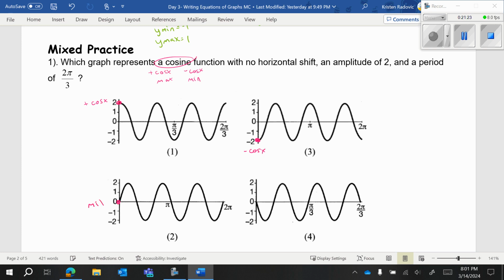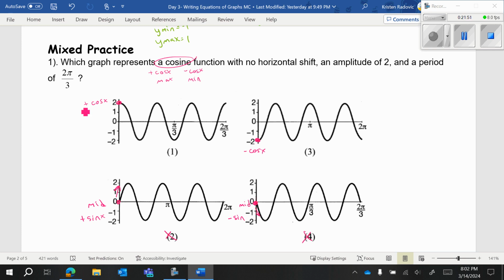This starts at the midline and goes upwards. This is positive sine. They wanted cosine. This starts at the midline and goes downwards. This is negative sine. And these are things that you just have to remember and get really fast with. Okay, we eliminated 2 options. No horizontal shift. We didn't even learn about a horizontal shift yet anyway, so don't worry about it.